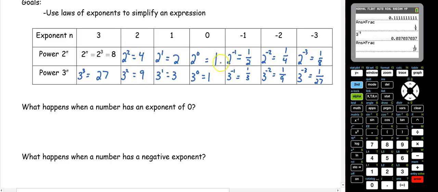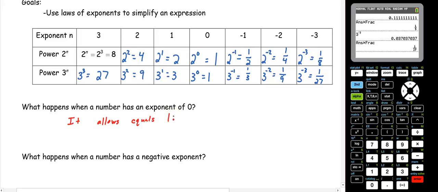So when I look at these questions, the first one is what happens to a number with the exponent of 0? So looking at this column right here, notice that when we had an exponent of 0, we always get that to equal 1. So what happens when a number has an exponent of 0? It always equals 1. So anything to the 0 power is always 1. There are some special occasions we'll talk about in a second.